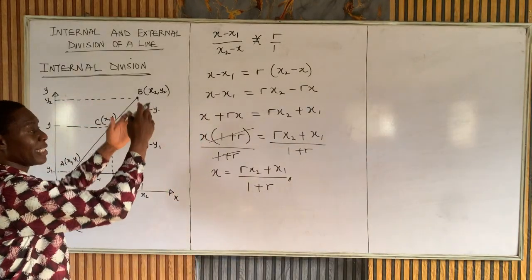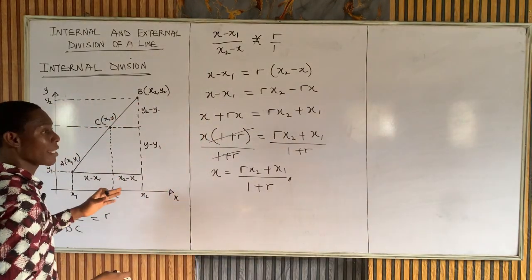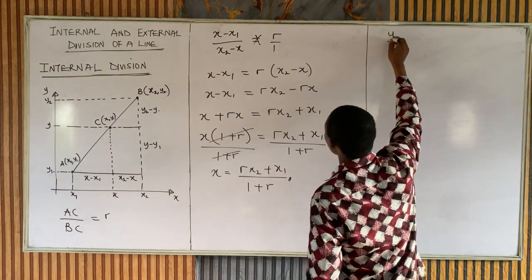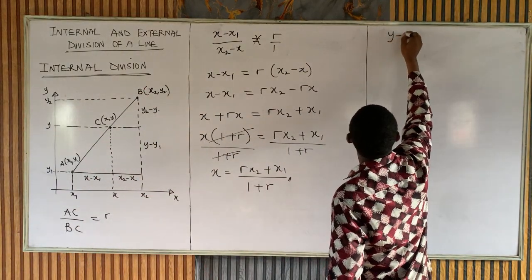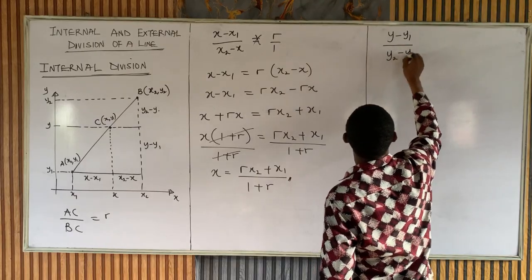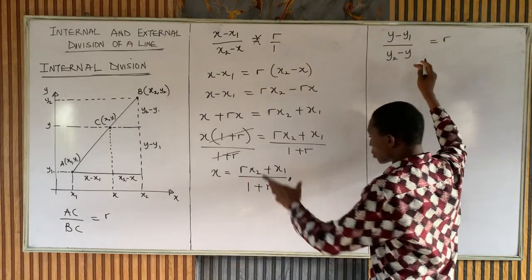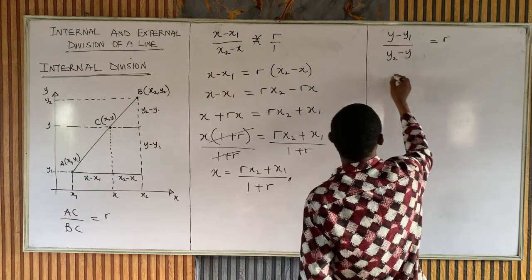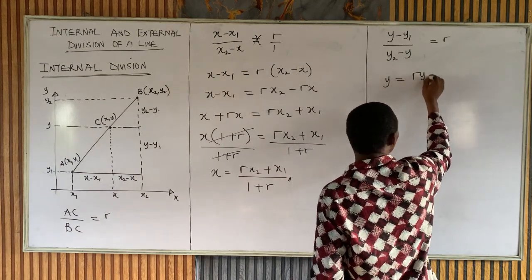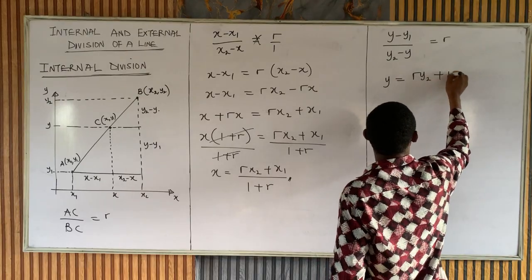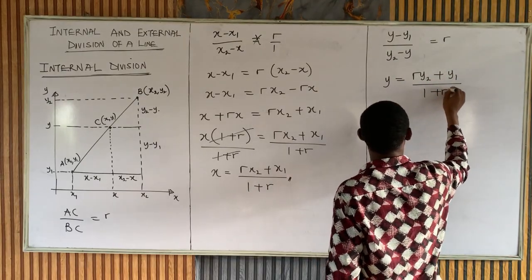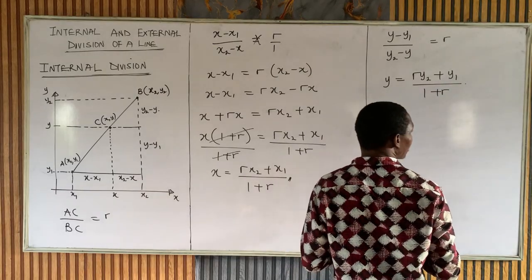And if you do this for the y, the same ratio of this to this, obviously that will give us y minus y1 over y2 minus y is equal to r. If you solve this also, just like I did here, you will get that y is equal to ry2 plus y1 over 1 plus r. So that's that for this.